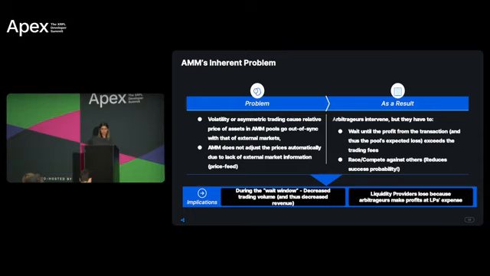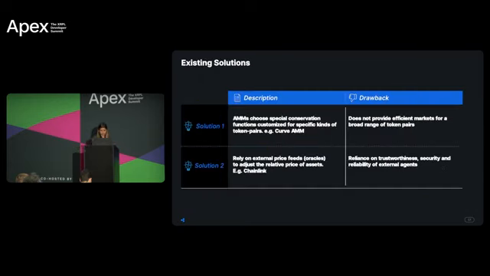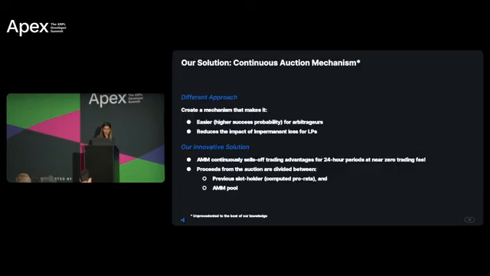And second, they have to race or compete against other arbitrageurs, which reduces their success probability. What this implies is that during this wait window, while arbitrageurs are waiting, there is a decreased trading volume and thus decreased revenue for the pool. And second, when the arbitrageurs arbitrage, LPs lose because they make profit at the LPs' expense. I'll skip this, the existing solutions. They have drawbacks. But our solution is the continuous auction mechanism.